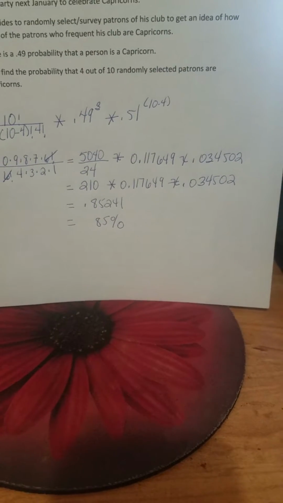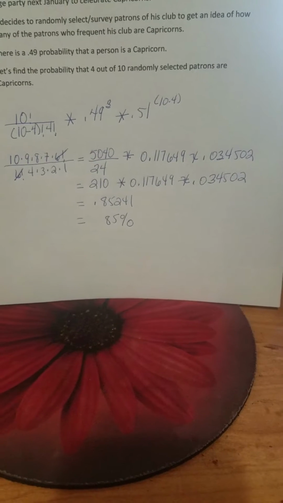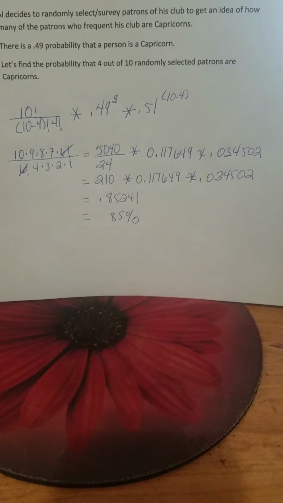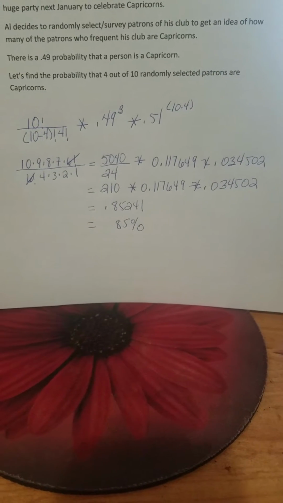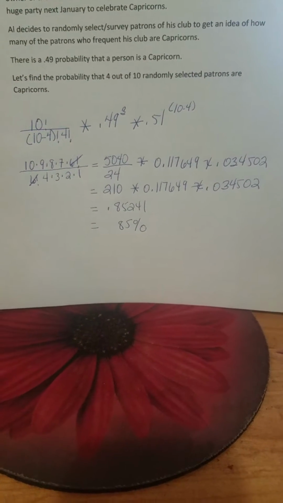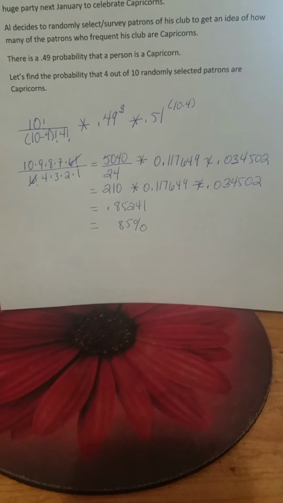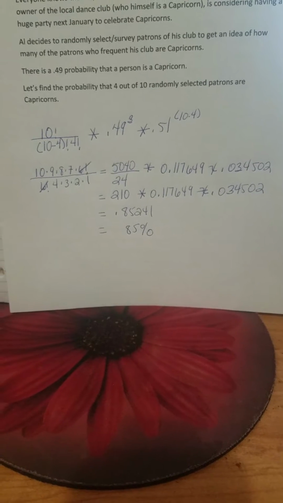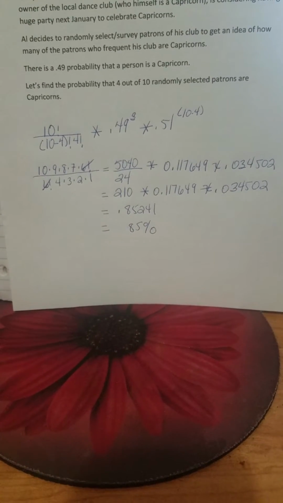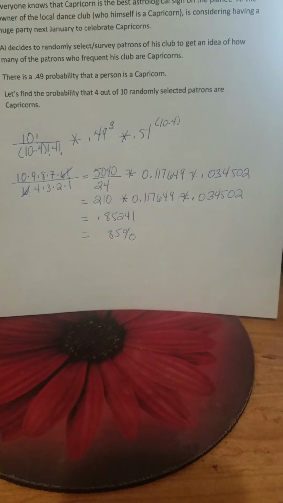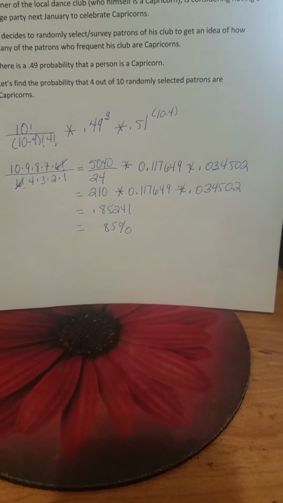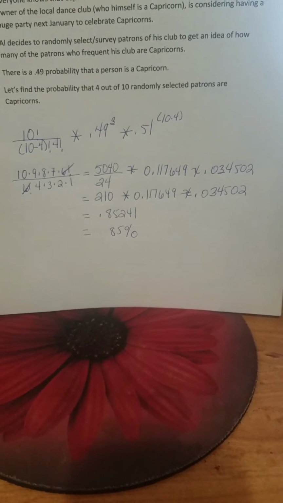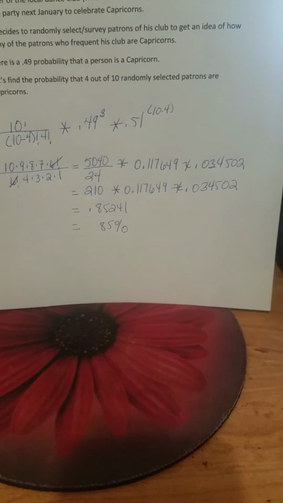And once we do the math on the 0.49 in the line above, to the third power, we get 0.11649, and then we multiply that by the 0.51 in the line before. In this case, it's going to be the 6th power because we do the 10 number of trials minus 4, the number of successes, which gets us 0.03502.